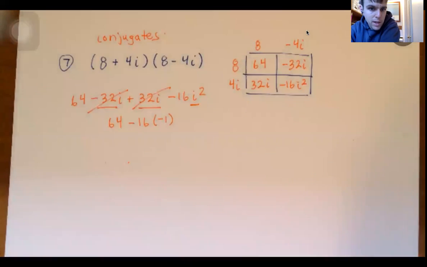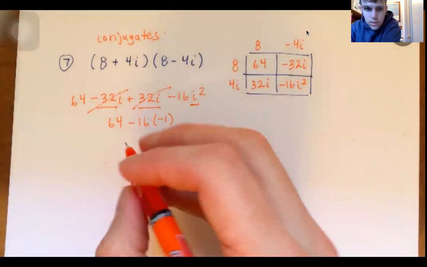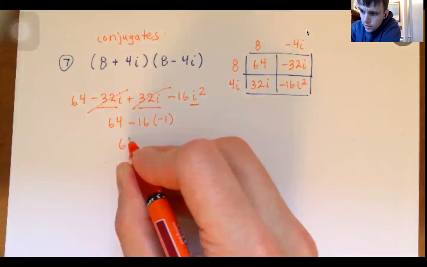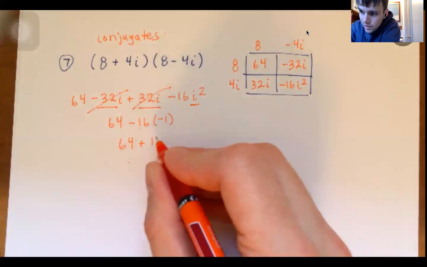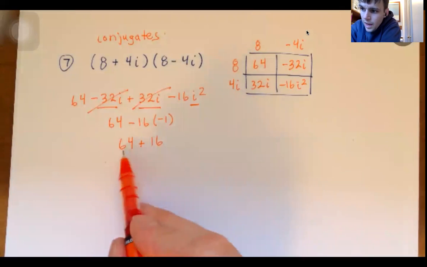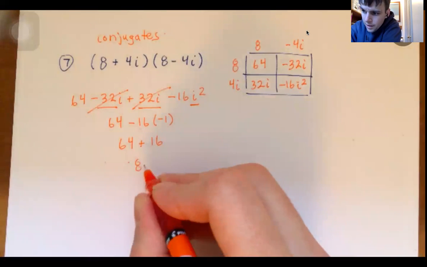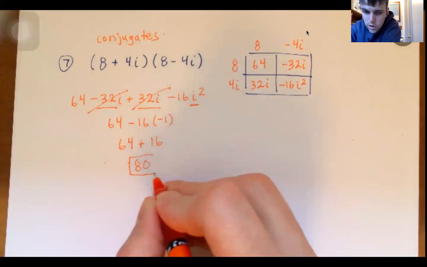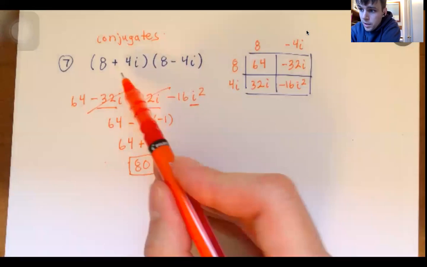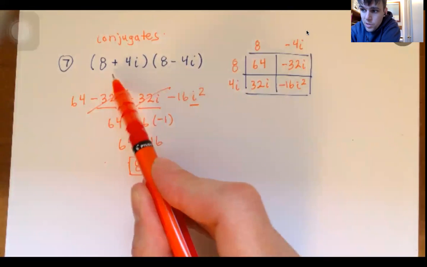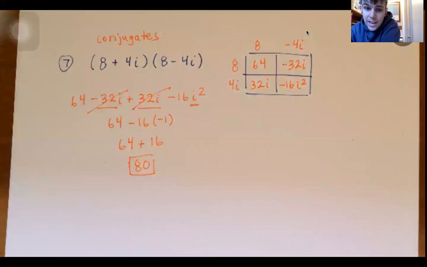i squared becomes negative 1. Let's take this further. 64. Negative 16 times negative 1 is actually positive 16. Add those together, and we get 80. A purely real number answer. That will always happen when you multiply things that are conjugates, which is very powerful when you're trying to actually do division of complex numbers. But we're not going to get into that right now.